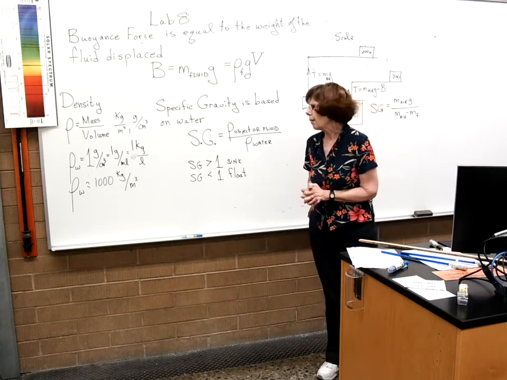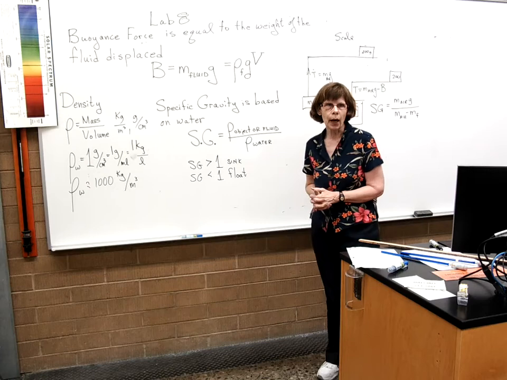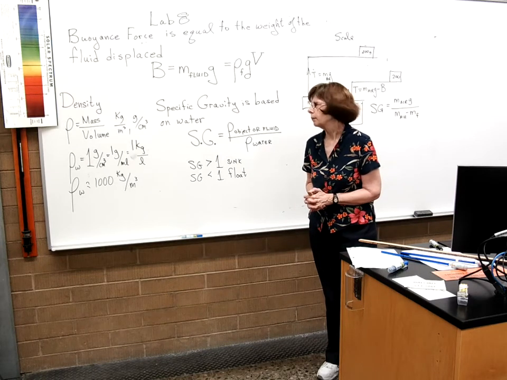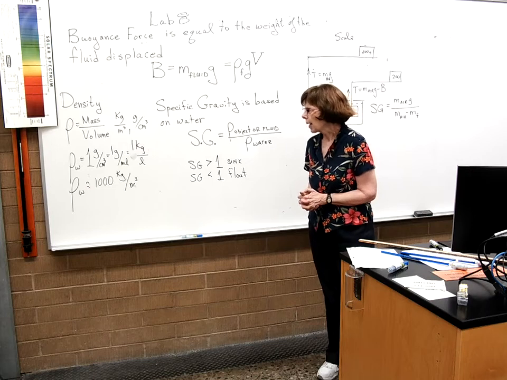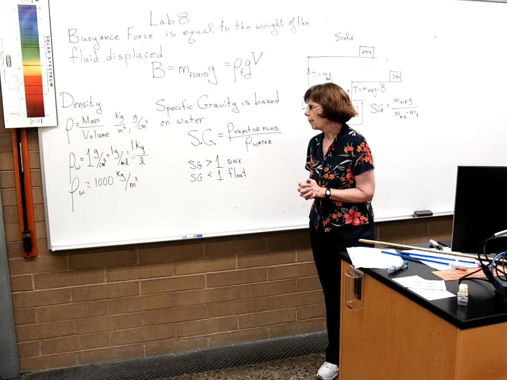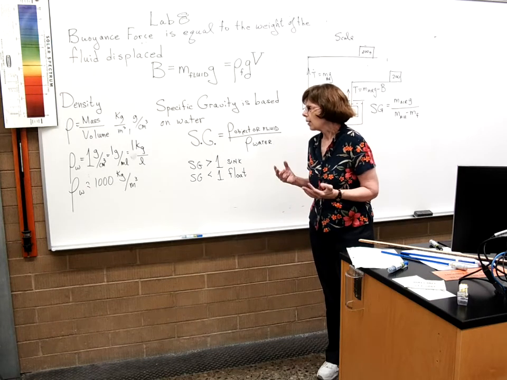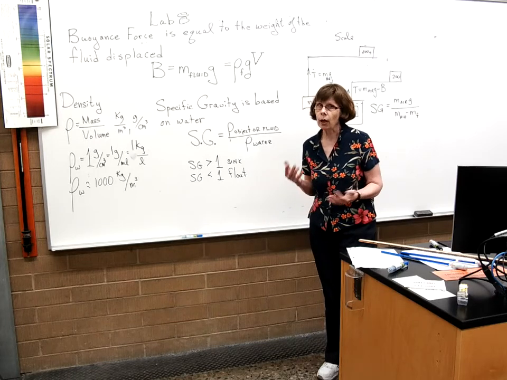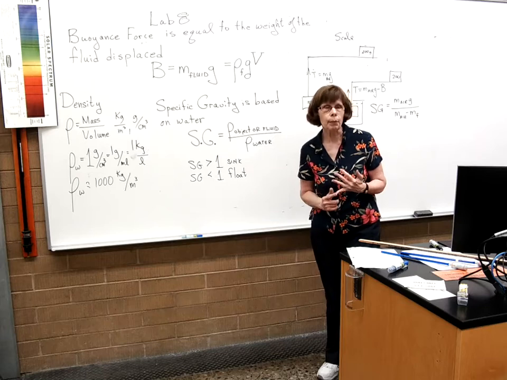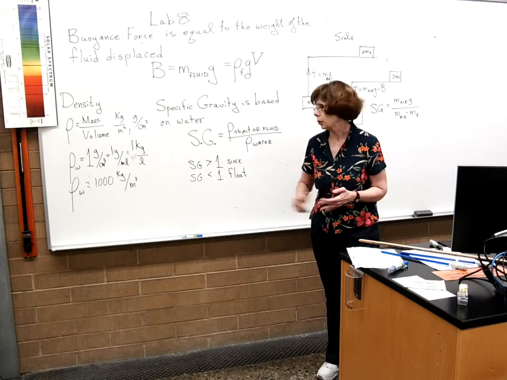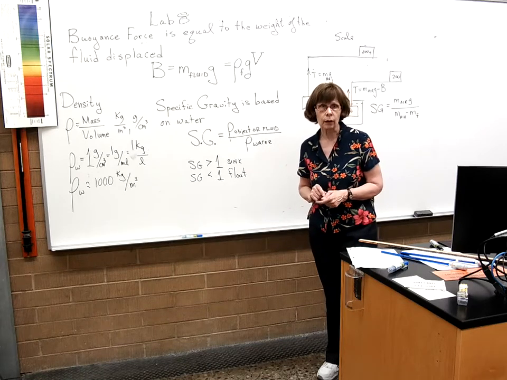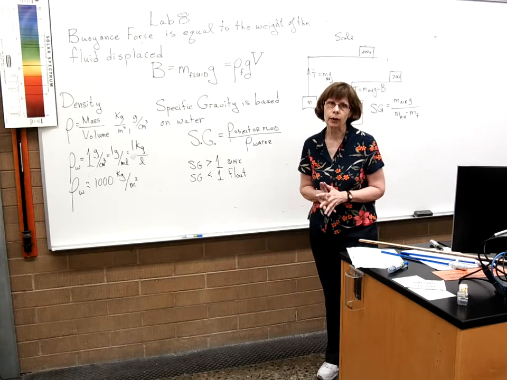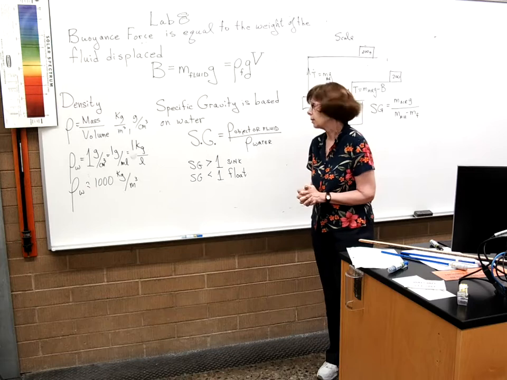So 1 gram of water occupies 1 cubic centimeter of volume. 1 gram per ml, 1 kilogram per liter, 1,000 kilograms per cubic meter. Now in this century, we also define it at a specific temperature and a specific pressure, so it isn't quite 1,000. But for calculation purposes, everybody uses 1,000, unless you're being really, really precise.